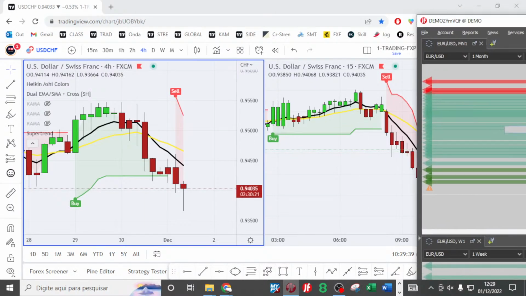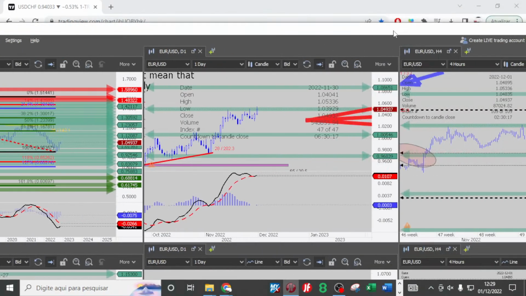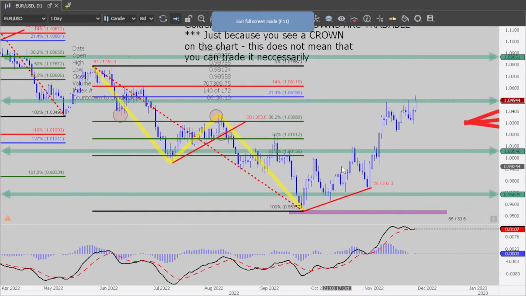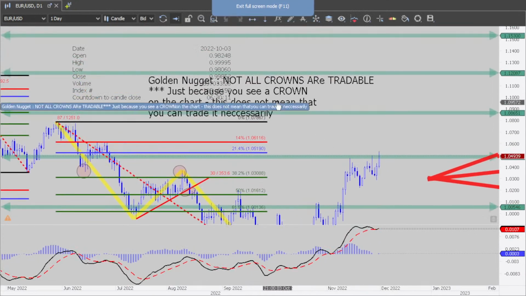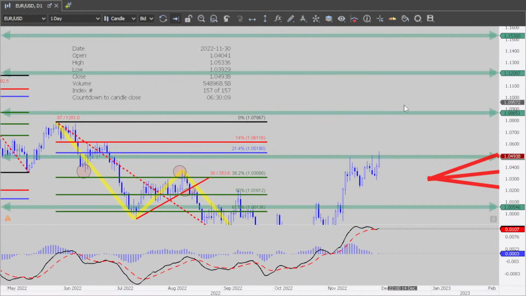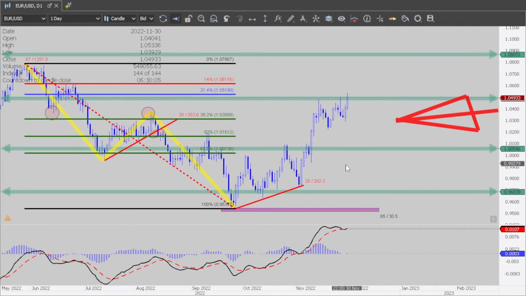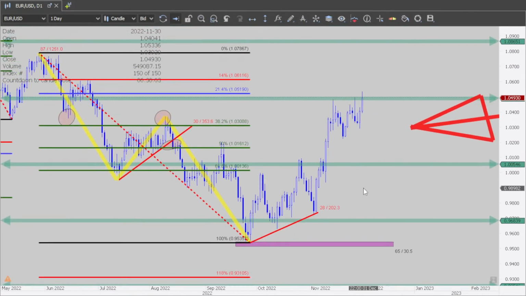Tomorrow I'm going to short, okay, and give it a second. Okay, now this is the daily chart. Golden nugget, not all crowns are tradable, so out, and give it up in here. So this is the daily chart, everybody, okay.